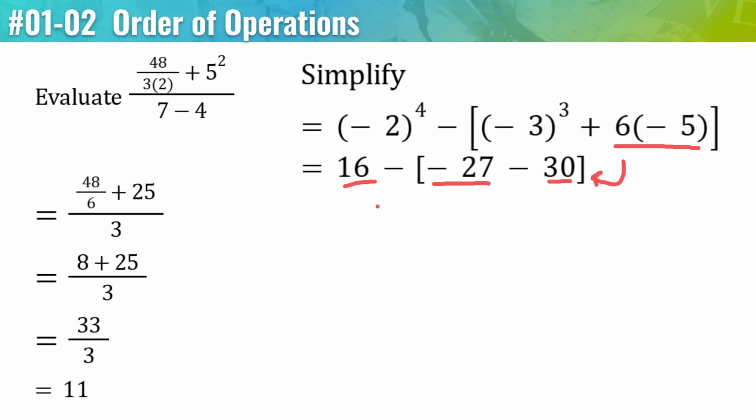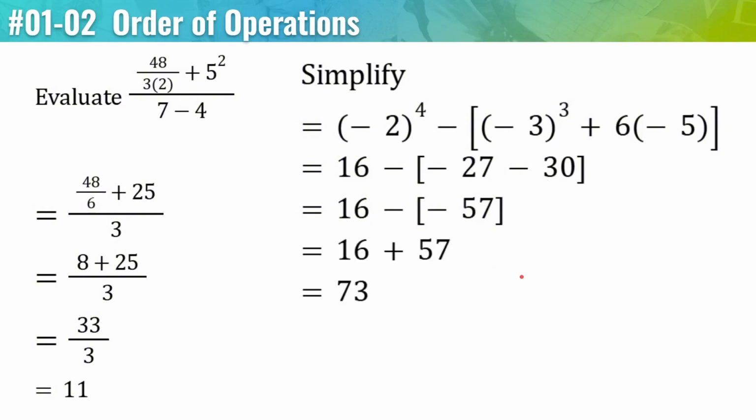So now it's best to proceed inside the parentheses. 16 minus negative 57. So if you see minus a negative number, you can simply rewrite it as plus. So 16 plus 57 is 73. So this is our final answer.